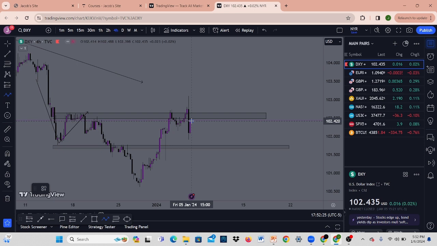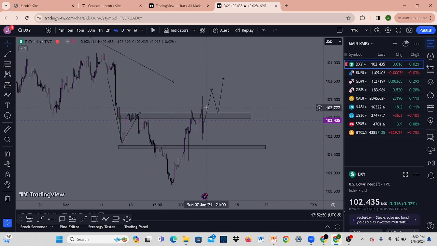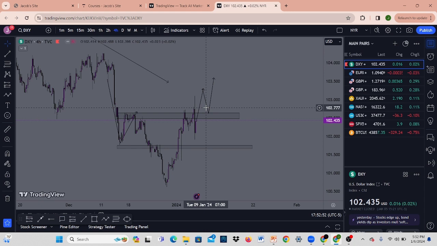So looking at DXY, what I would like to wait for is price to break above this resistance area. Once it breaks above this resistance area, the next thing I'll wait for is a retest, because the retest will let us know if the market will either buy up from that position or come crashing down. But mainly I'm looking for DXY to break above here and to continue buying up.